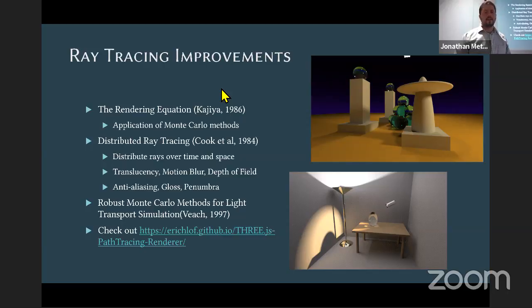All right. We looked at, we talked about Cook and others, right? Distributed ray tracing. And so the idea here is that you can distribute rays over time and space. So in other words, instead of just sending a ray straight through the middle of a pixel, why don't you sample the pixel in several different areas? Or what if you sampled the reflection of the surface in several different directions? So you can get glossy reflections as opposed to mirror-like reflections, right?